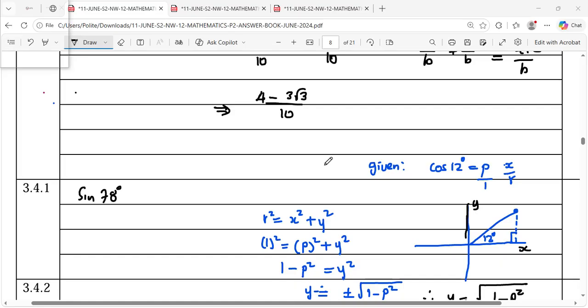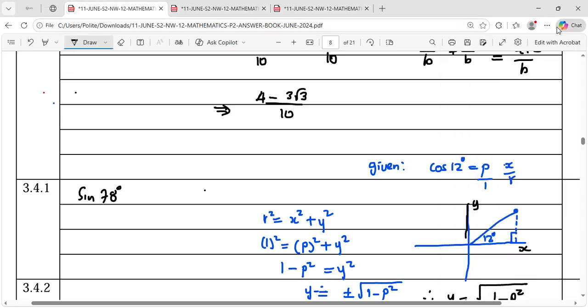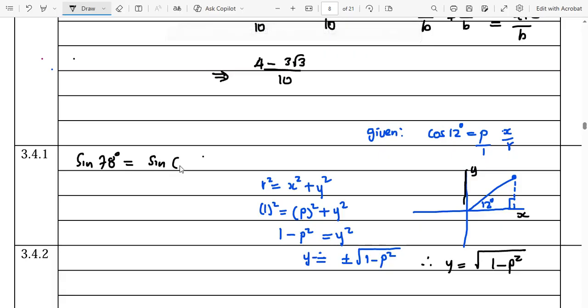Let me check. I'm going to say 90 minus 78 and see what I get. So it's going to be 90 minus that 78. Look at the answer, 12. So this tells you that we can write this equation and say this is the sine of 90 degrees minus 12, because we know that 90 minus 12 is 78.